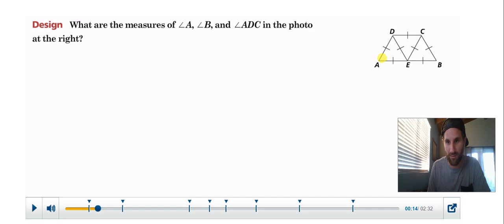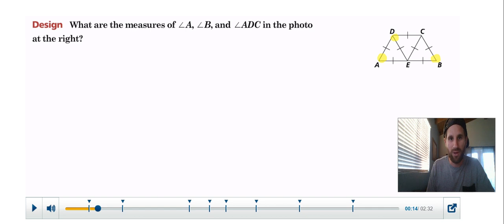Okay. Angle A, boom. We got angle A here. We got angle B, boom. And then we got, I should probably do those in different colors. Oh well. And then angle ADC. ADC is actually this full angle up here. Okay, so what are the measures of these angles?